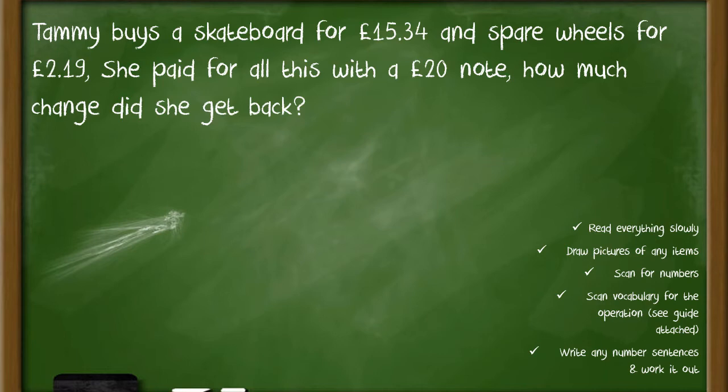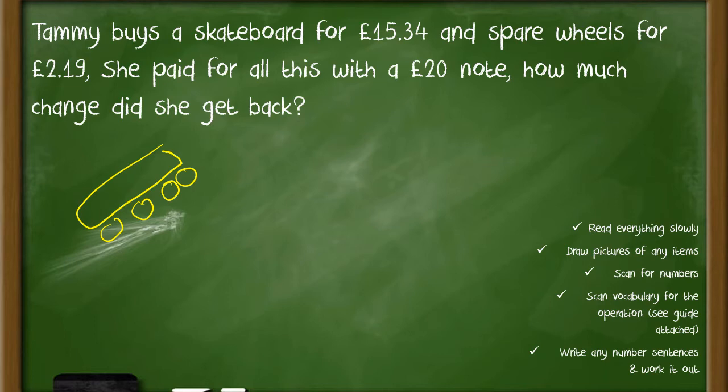Tammy buys a skateboard. Now I'm going to show, because I'm going to repeat this same thing over and over again, my children will eventually have figured out that you don't have to read everything and then start drawing. You can do it as you go along. So Tammy buys a skateboard. So I'm going to draw a skateboard. Right, so here is my skateboard. Remind them that this is not an art lesson, so it doesn't need to be perfect.